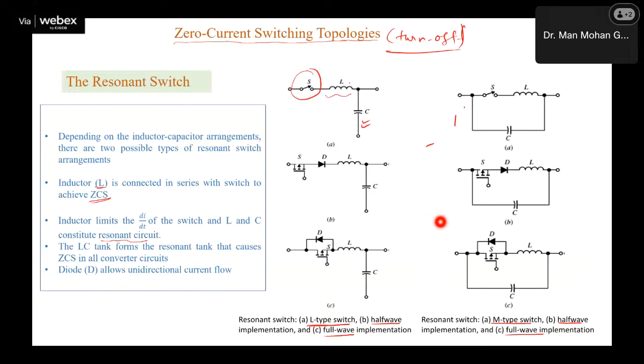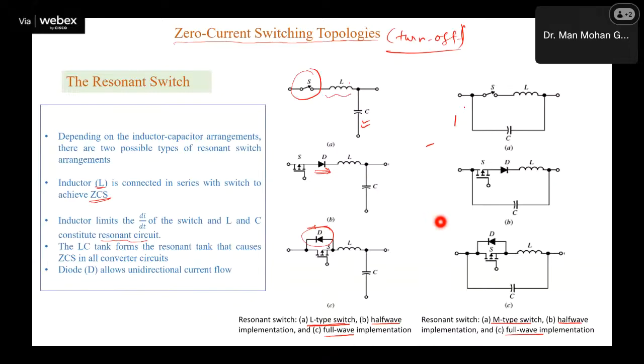Now this is the L type. If you want to make it unidirectional, then we connect a diode along with this. And if you want to make it bidirectional, then we also connect a diode in anti-parallel to the switch. This diode will make sure that current will not flow through this MOSFET, and the other diode will ensure that current will flow through the switch if there is any reverse current flow. So that's unidirectional and bidirectional.